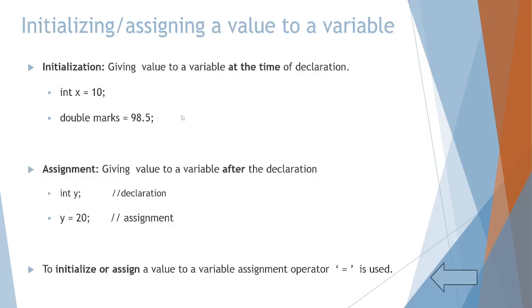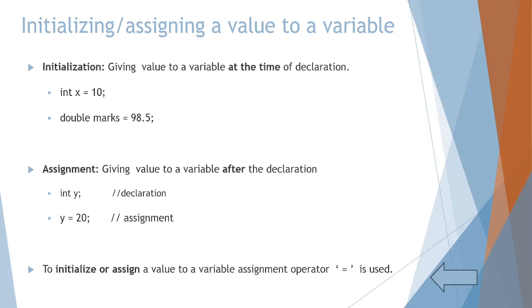Then initialization, assignment. Initialization means giving value to a variable at the time of declaration. Int x is declaration. At the time of it only, int x is equal to 10. We give the value. Double marks is declaration, but initialization and declaration can be done with the help of one statement. That is, double marks is equal to 98.5. This is initialization. Initial value we are giving.